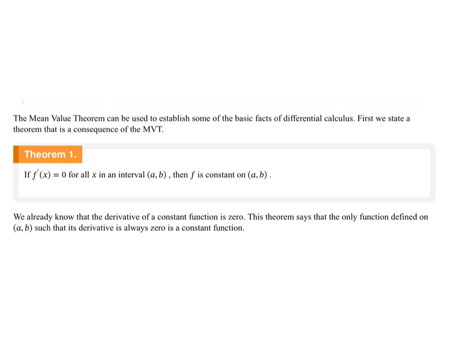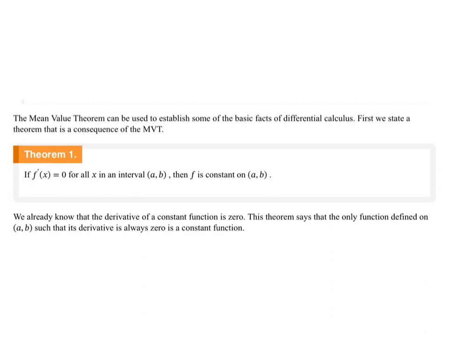So this is a pretty in-depth thought here. This says the mean value theorem can be used to establish some of the most basic facts of differential calculus. Okay, so this is the top of 312. First, we state a theorem that is a consequence of the MVT. Here's the deal. If f prime of x is 0 for all of the values in an interval, then what do we know about f? It's a constant. Then f must be constant.